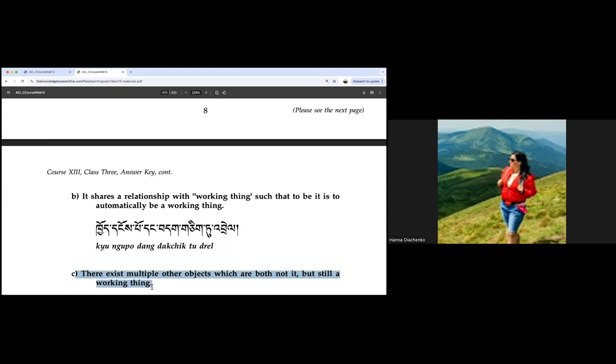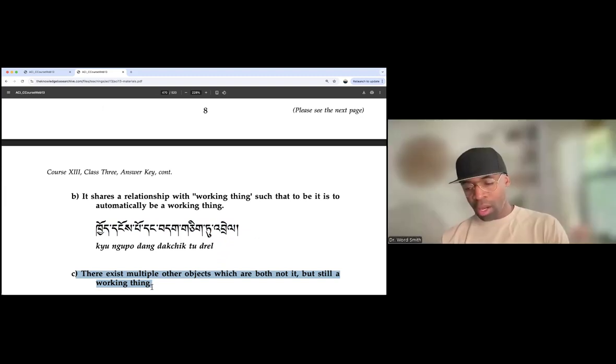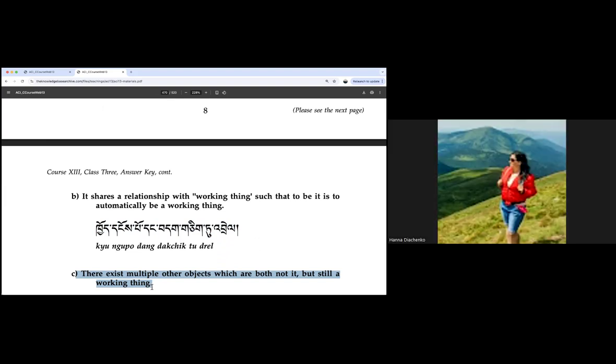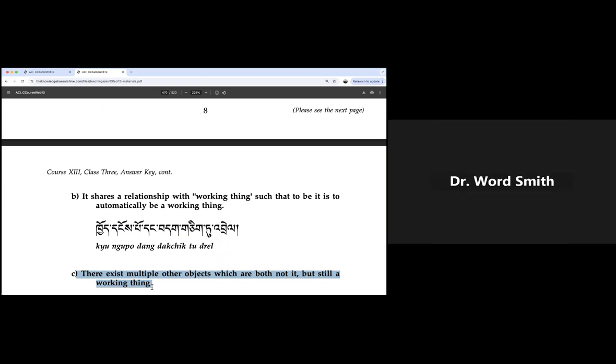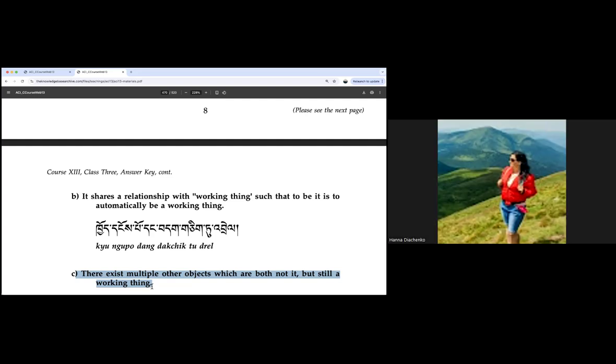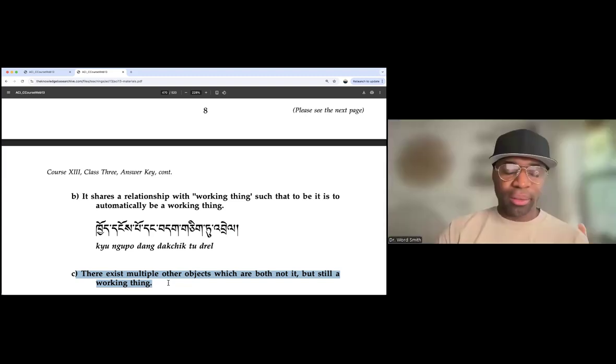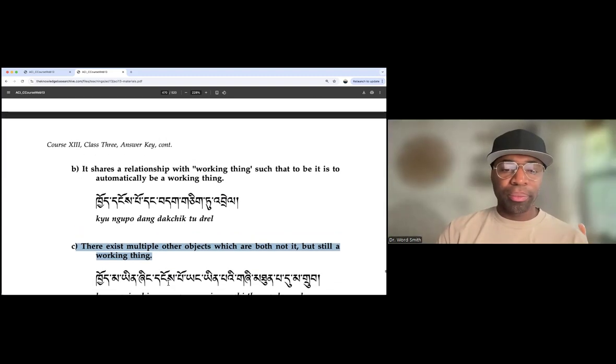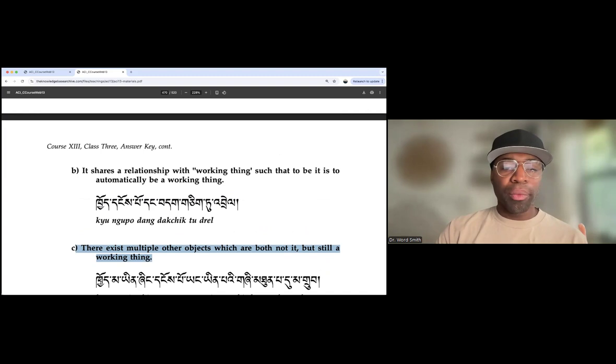There exist multiple other objects which are both not it, but still a working thing. Working. Correct. Good. I'll read this one. Don't worry.